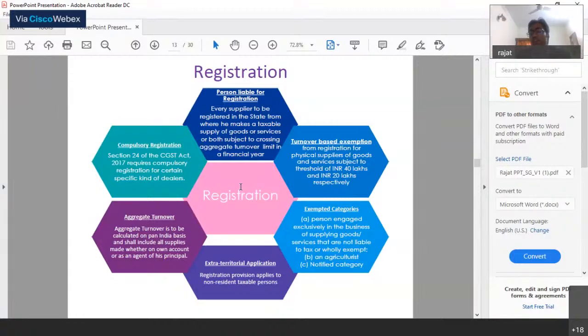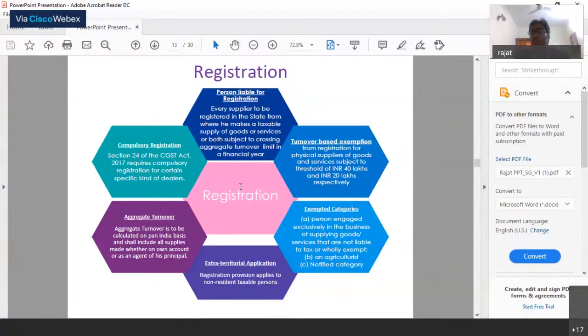Say, for example, if your services are completely under reverse charge mechanism, for example, in case of legal services, you're not required to obtain registration under GST. The registration provisions under the GST have extraterritorial application, as you would see during the course of my presentation, that in certain cases, non-residents are liable to obtain GST registration.